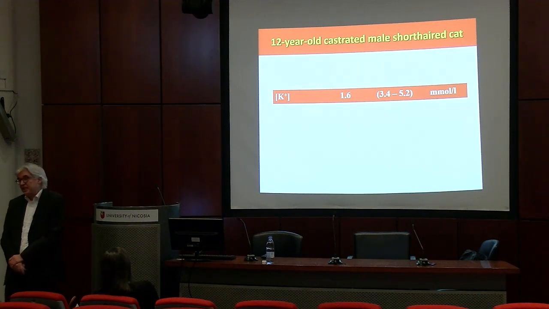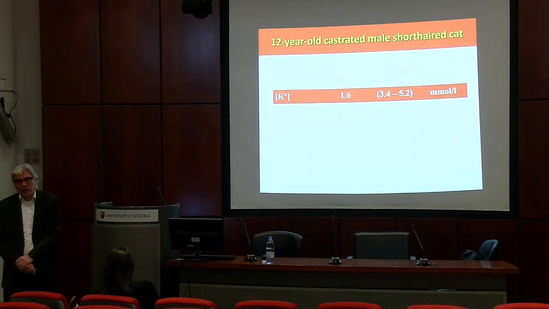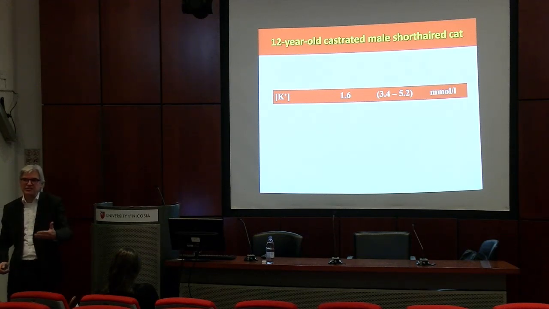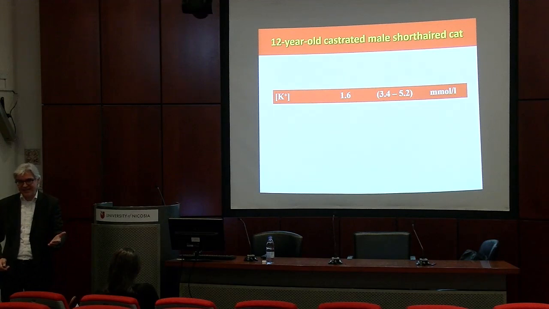So what should be the next step? Well, most veterinarians will say, then we have to treat the cat with potassium. So then we solve the problem, which is completely right. That's what we have to do. But what we also have to do is to ask ourselves, what is the reason that this cat has muscle weakness due to hypokalemia?